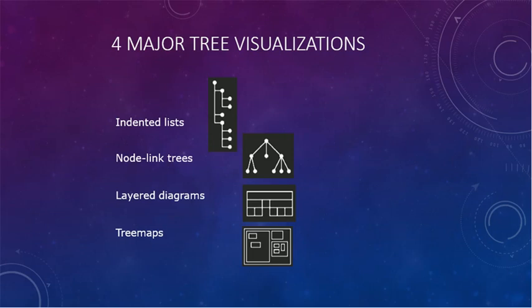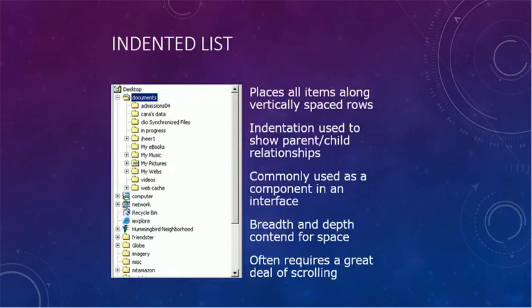Talking about the indented list, it is a very simple thing that you can see in My Computer, and you must have seen this image in your systems. It places all the items along vertical space rows, and you can move the scroll bar to go over the different values, and click the plus sign to go into the next folders. We have all gone through this kind of indented list and used it in real life, in our Windows.